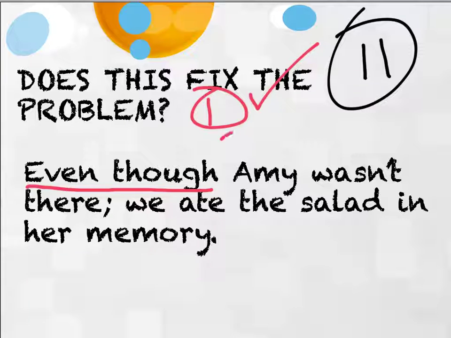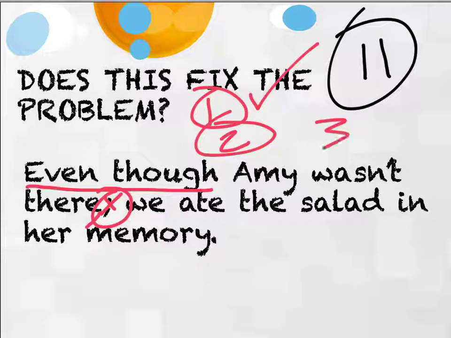Rule number 2, it has to be followed by a comma. Even though Amy wasn't there, what the heck is this? That's not a comma, that's a semicolon. Remember what we learned about semicolons. They join 2 complete ideas that are related to each other. Even though Amy wasn't there, that's not a complete idea, so we can't have a semicolon there. We're supposed to have a comma. So let's cross this guy out. Boom, we'll put our comma there.